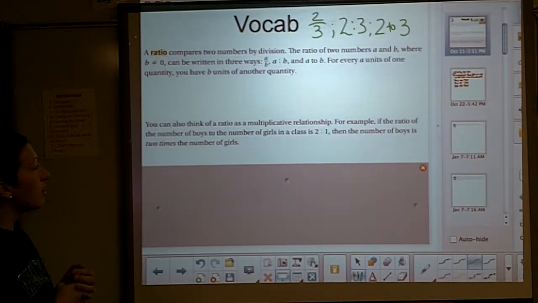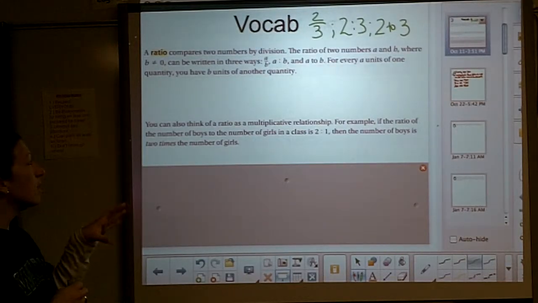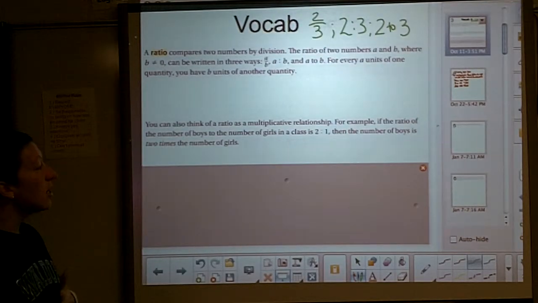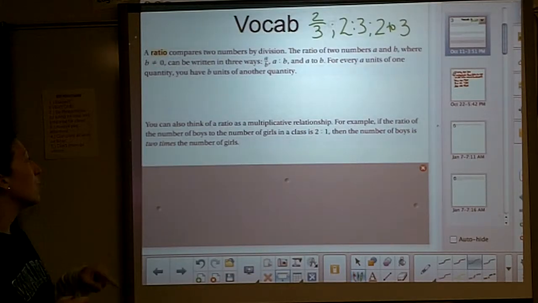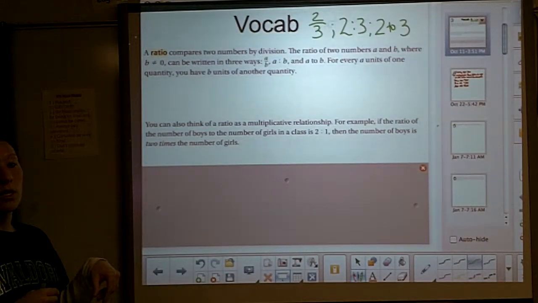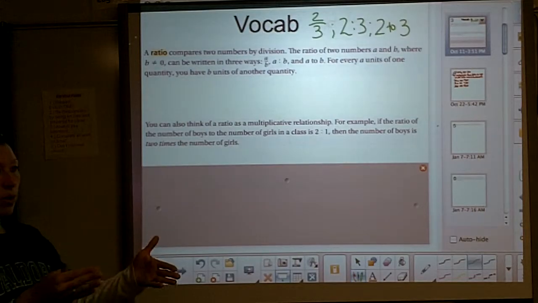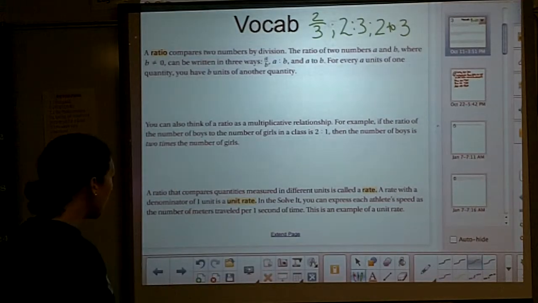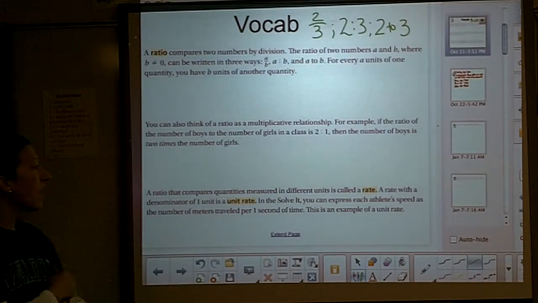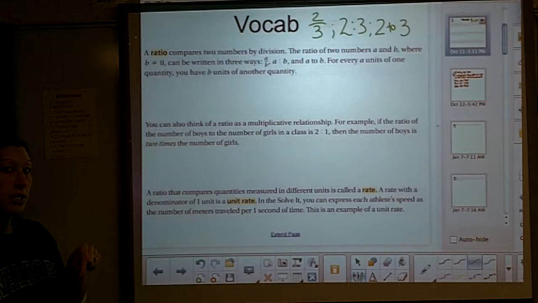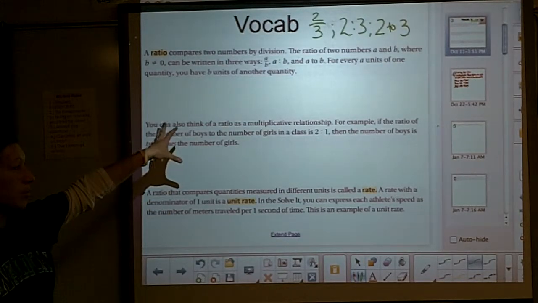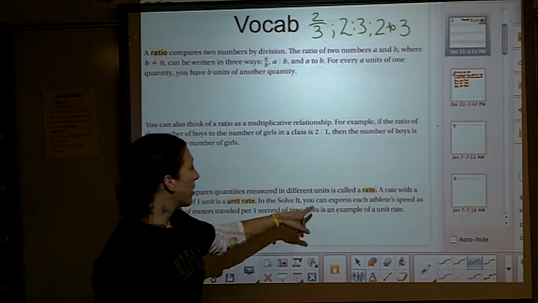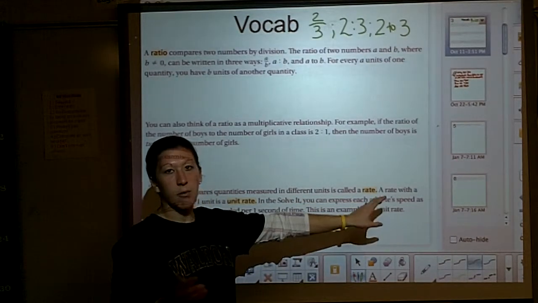Okay? Going further, it says you can also think of a ratio as a multiplicative relationship. For example, if the ratio of the number of boys to the number of girls in a class, maybe our class, is 2 to 1, then the number of boys is 2 times the number of girls. Because for every one girl there's 2 boys, that would mean there's double the amount of them.